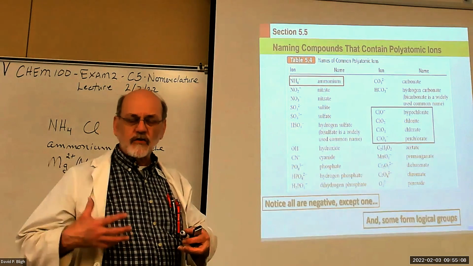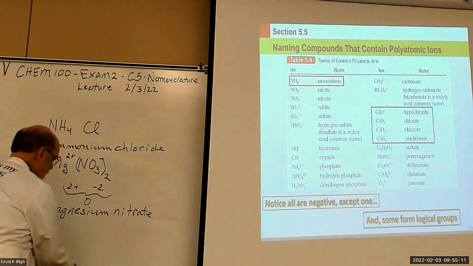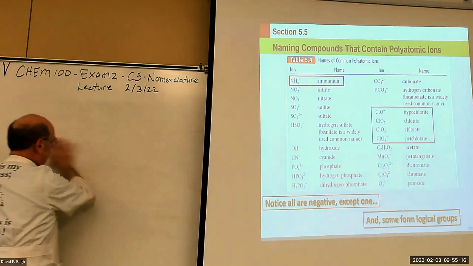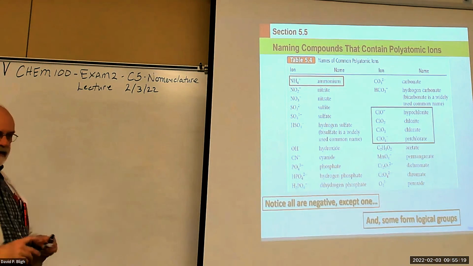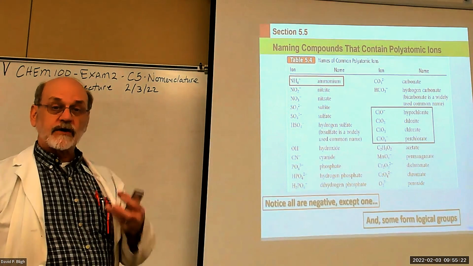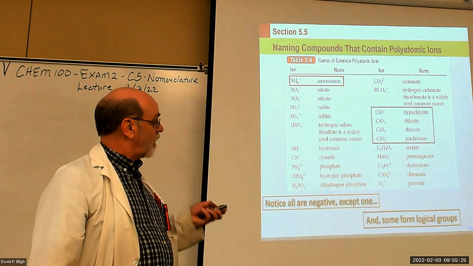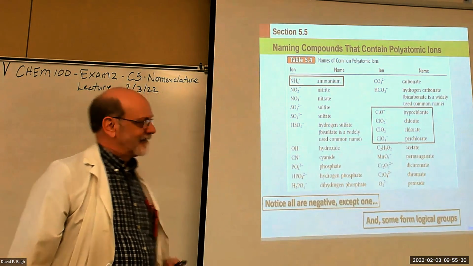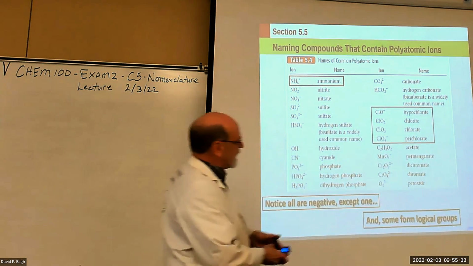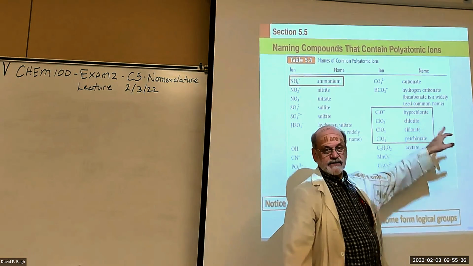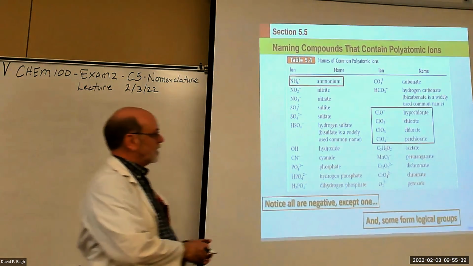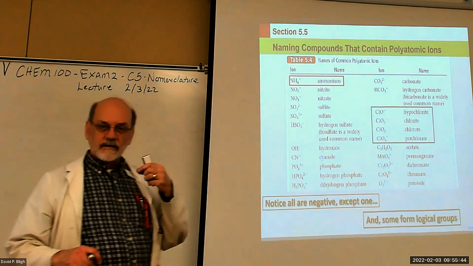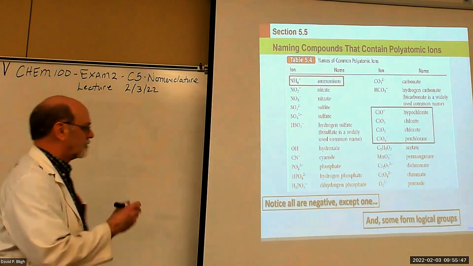Some of them form logical groups. And what I mean by that is, if you follow a pattern that I'm going to show you, then you can memorize all 4 of those using this reason. Okay? Notice the endings here, the -ates and -ites, and the prefixes. Right? In this group, I always start with the -ate, the chlorate.